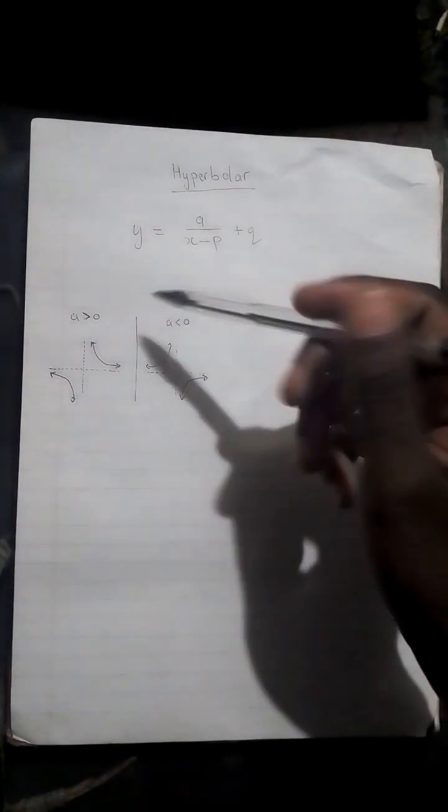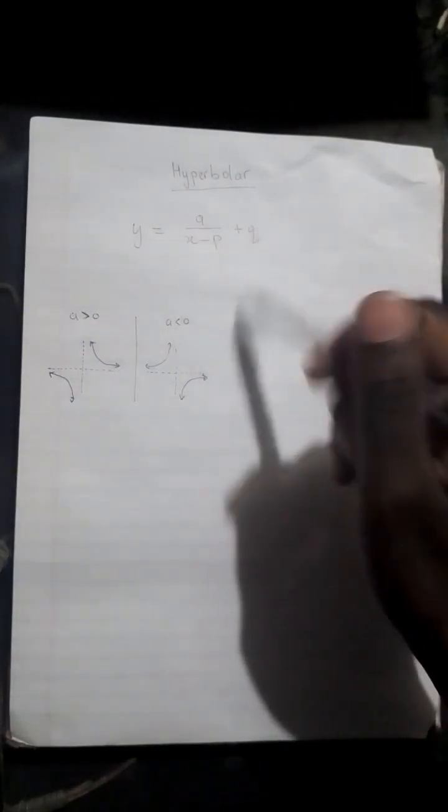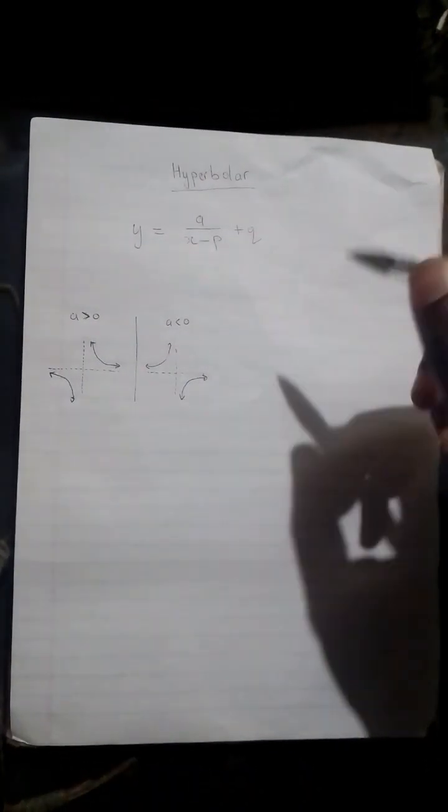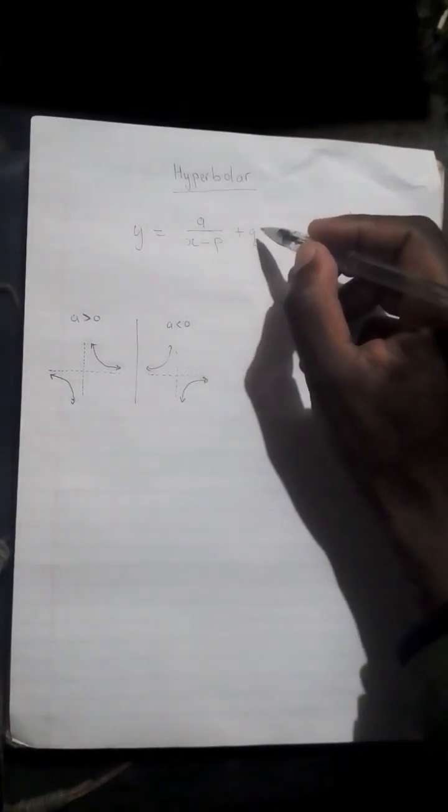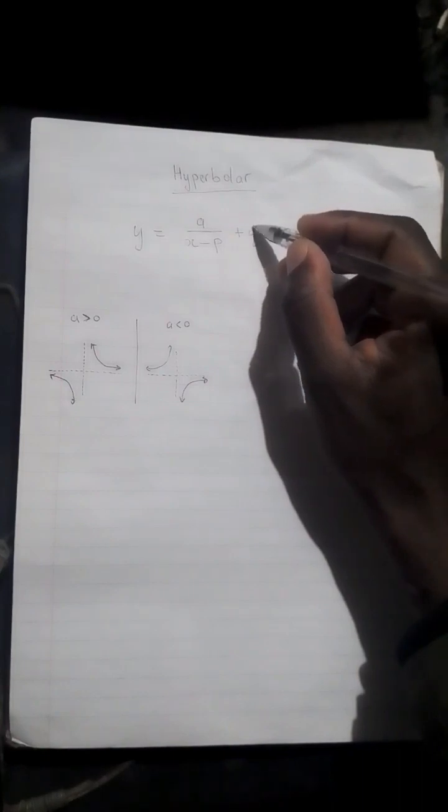A hyperbola is the graph of the form y equals a over x minus p, plus q. So let's go ahead and talk about p, q, and a. Okay, let's start with q. q is simply the horizontal asymptote of the graph.